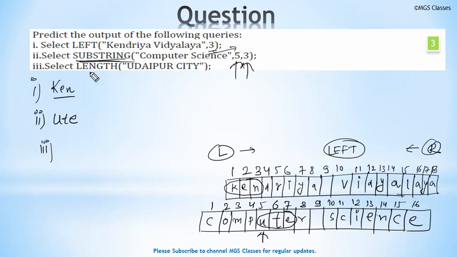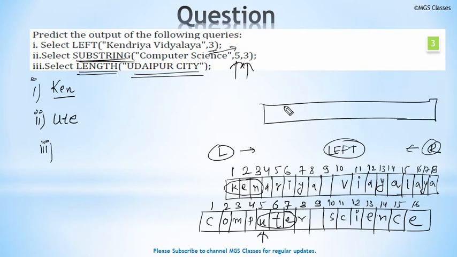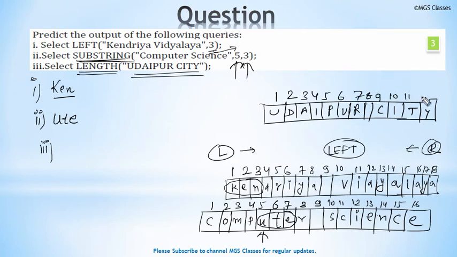Now we will see the third portion. The third portion is simply asking you to calculate the length of this Udaipur city string. So again we will write this Udaipur city in the box: UDAIPUR, and then a space and then CITY. Now number it: 1 2 3 4 5 6 7 8 9 10 11 12. So how many characters are there in this Udaipur city? 12 characters are there, so its output will be 12.